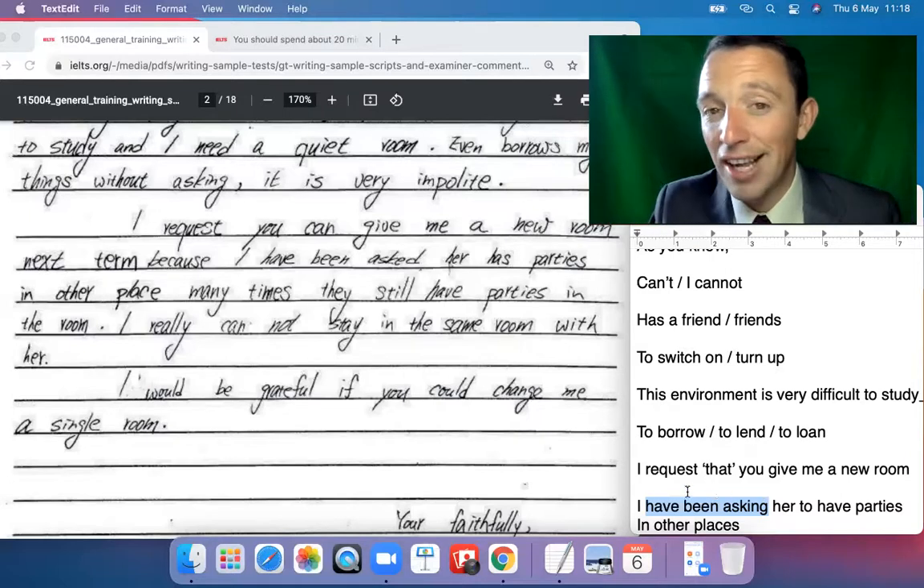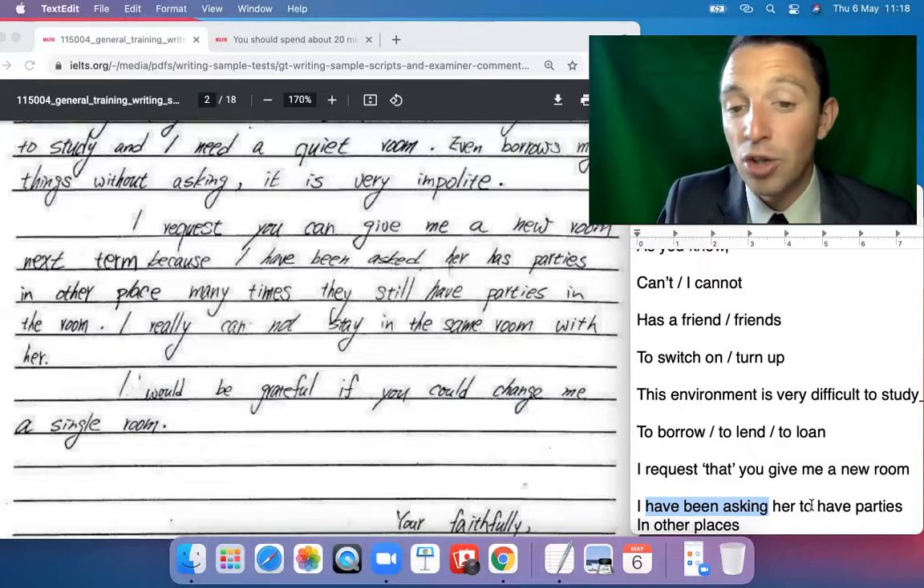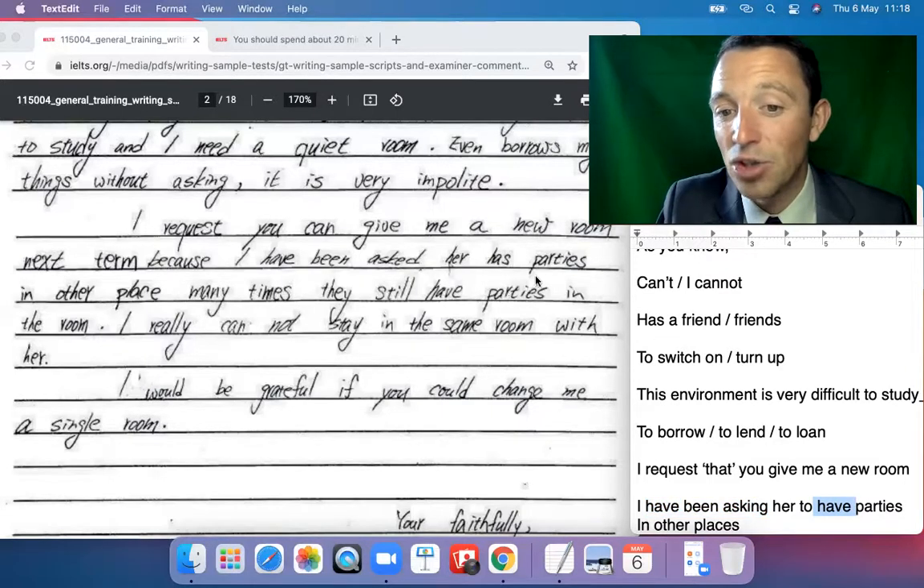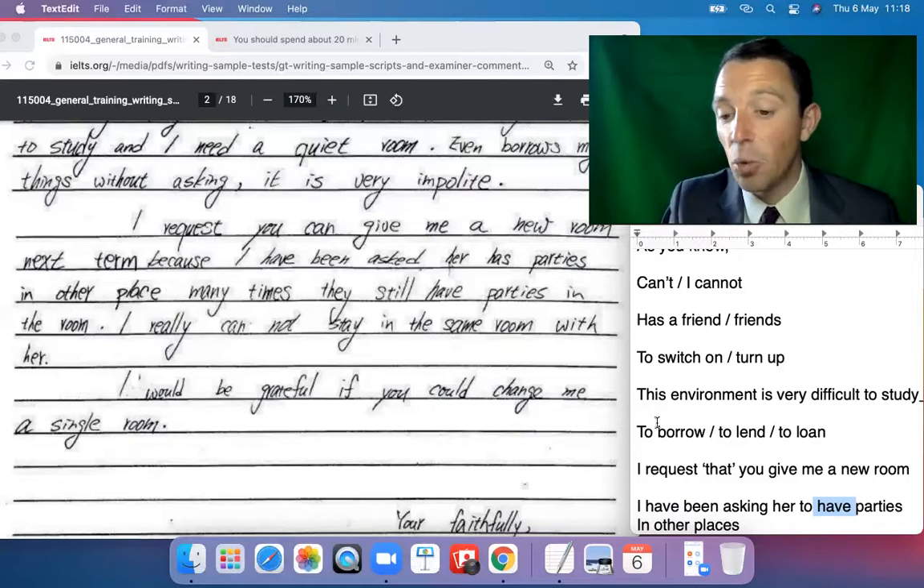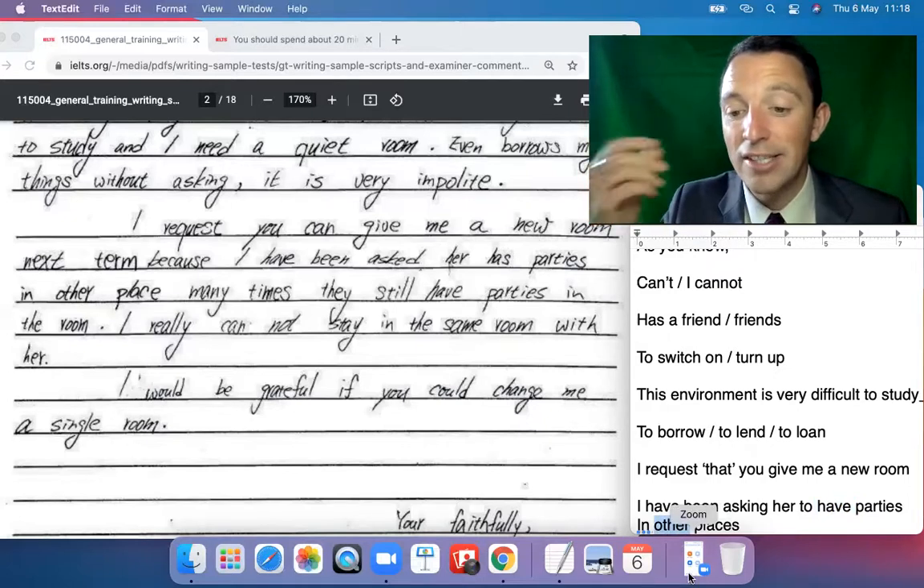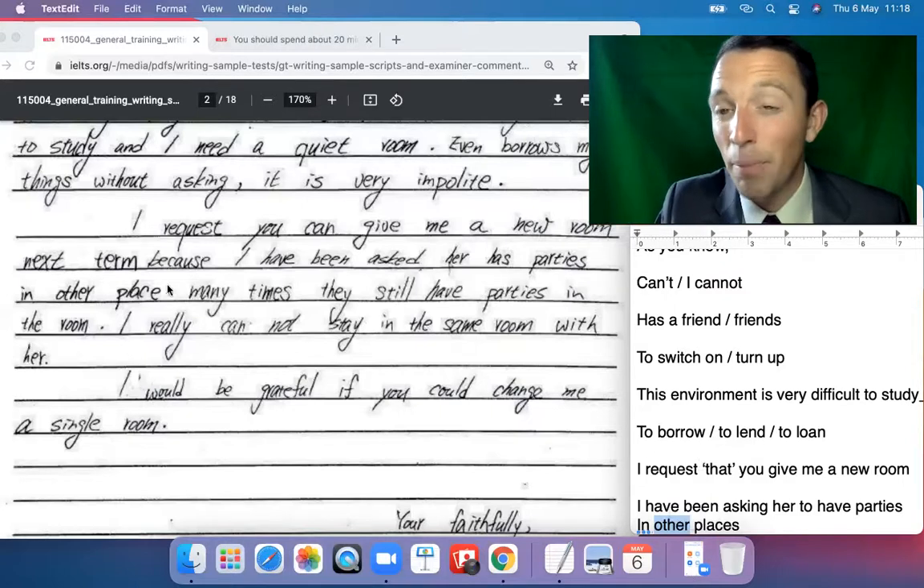So the correct structure, I think, is "I have been asking her to have." So again, she needs to conjugate the verb here better, "to have parties in other places." And the key with other, when we use other, we need the plural: other people, other days, other weeks, other years. And here it's "other place." So she needs the plural, "other places, many times."